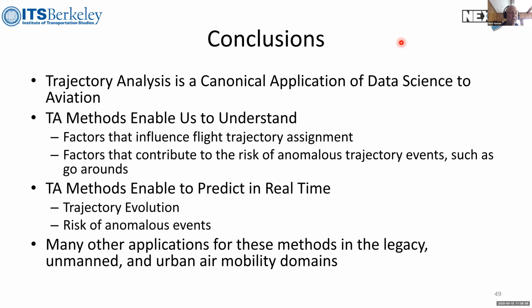In addition to understanding, there's also prediction. So we looked at trajectory evolution prediction using the generative model, and we looked at the dynamic models to predict the risk of a go-around. Obviously, there are many, many other applications of these tools. And although I focused here on the legacy system, there's lots of potential for these tools to also be used in the unmanned and urban air mobility domains.